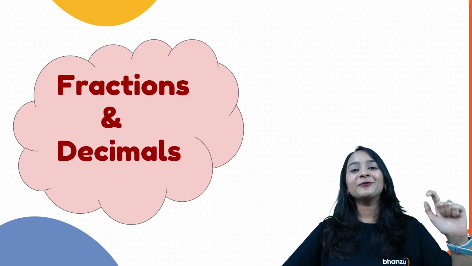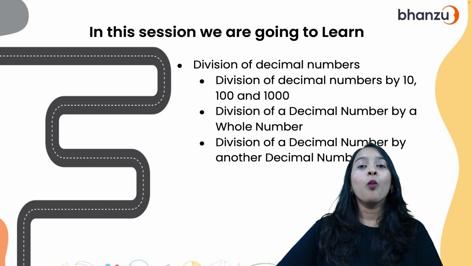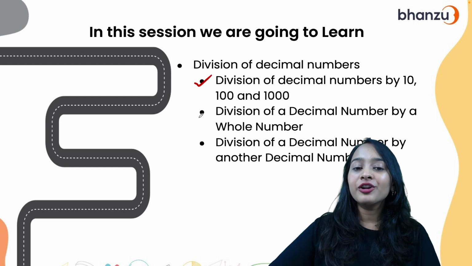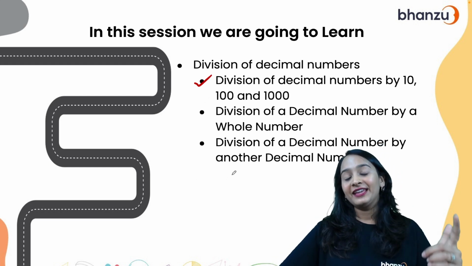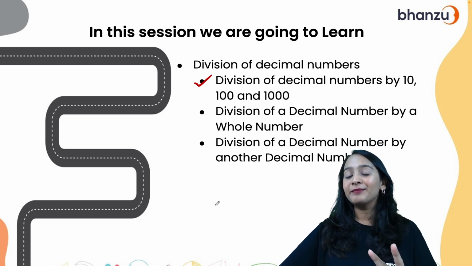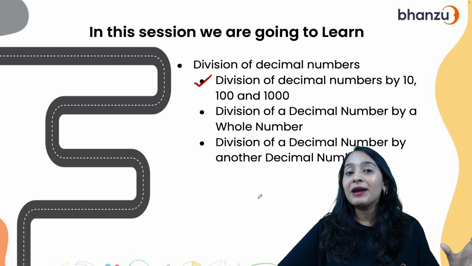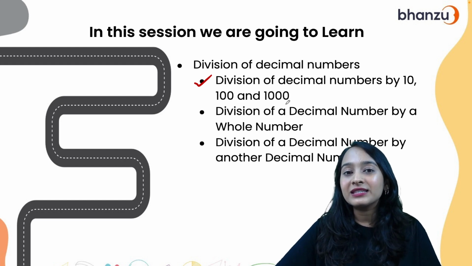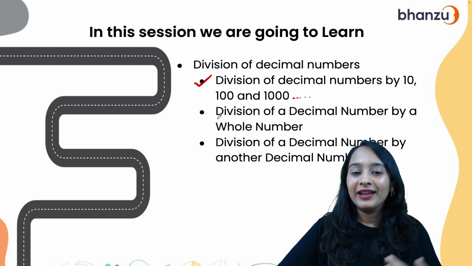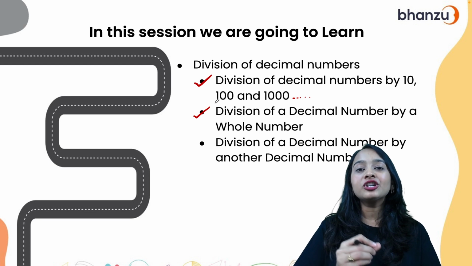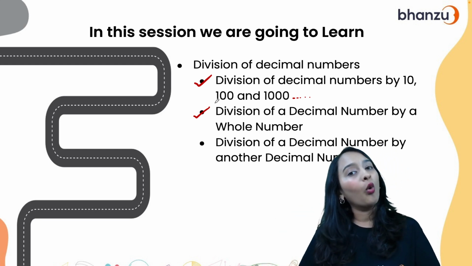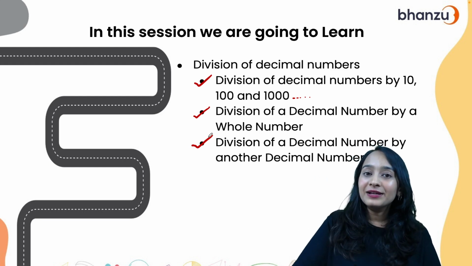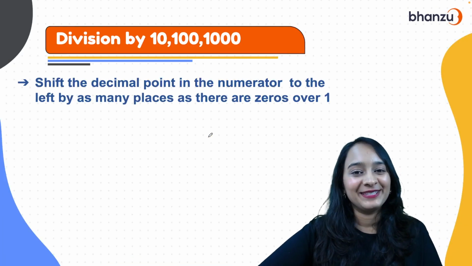So let's get started with the chapter fractions and decimals. What are we going to do in today's class? We're going to talk about division of decimals by powers of 10. Remember, in session number 2, I mentioned what exactly I mean by powers of 10: 10, 10 to the power 2, which is 100, 10 to the power 3, which is 1000, and so on. Then we'll be talking about division of a decimal number by a whole number. And then we'll talk about division of a decimal number by another decimal number.